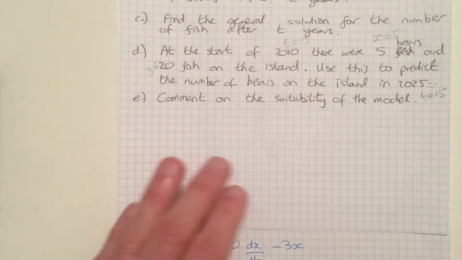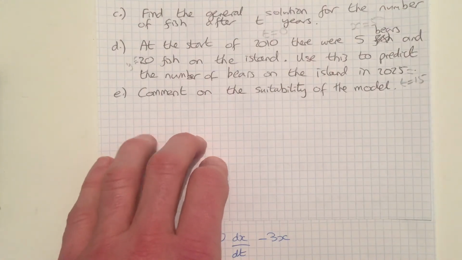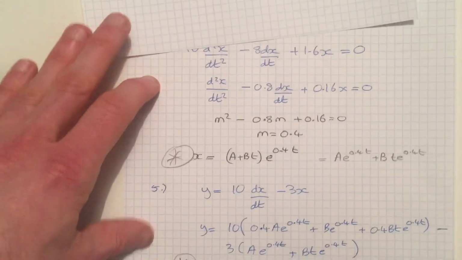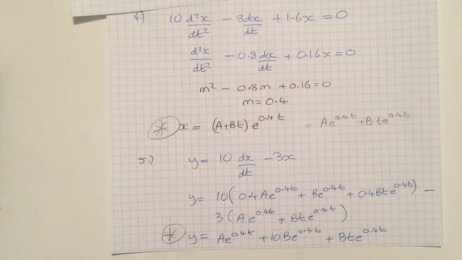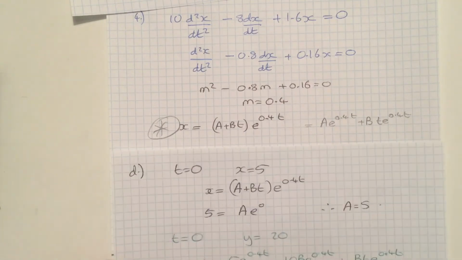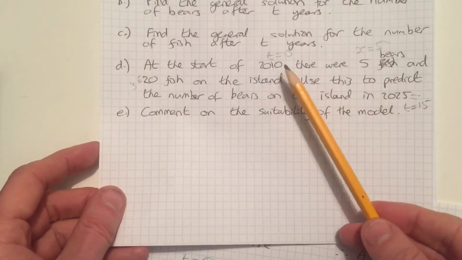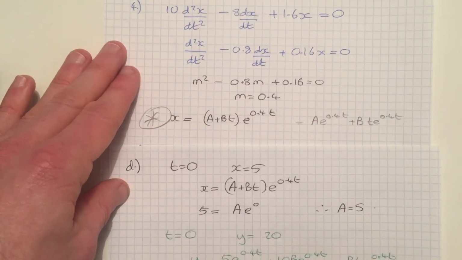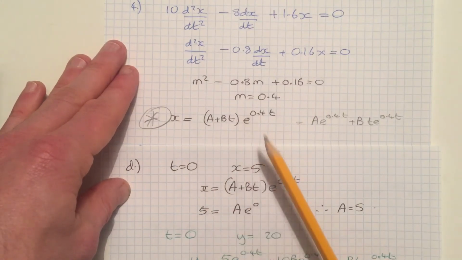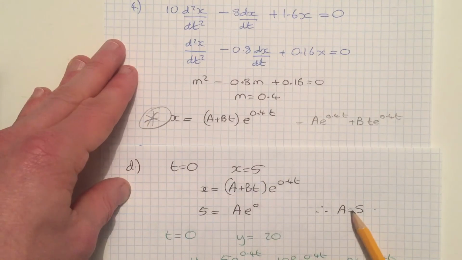So basically I want to substitute 15 into my equation, but I can't do that until I know what my constants are, until I know what A and B are. So let's use our boundary conditions then. I was told that when T is 0, X is 5. So if I substitute T is 0 in here and here, X is 5 here, then I find that A must be 5.